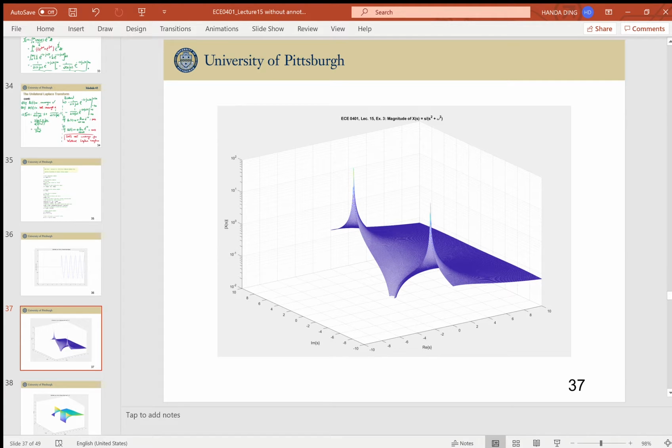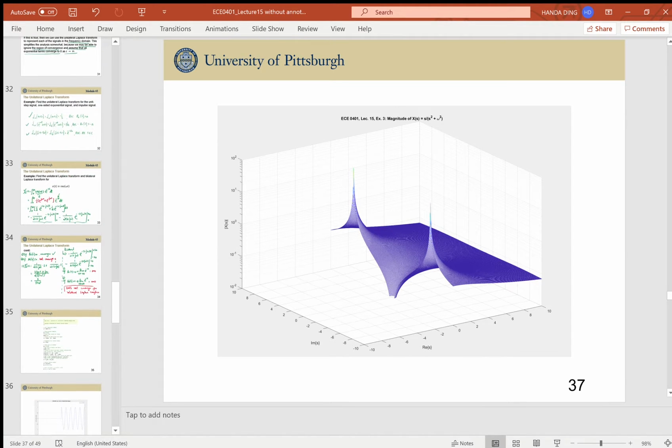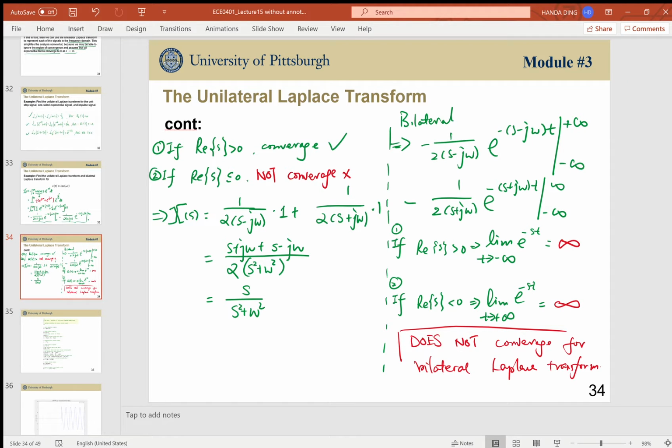For the difference between the unilateral and bilateral, is the reason the bilateral doesn't converge because the cosine is an oscillating function? For this particular question, yes. Will that be true of all the trig functions? You have to see. Yeah, it's application specific. Okay.